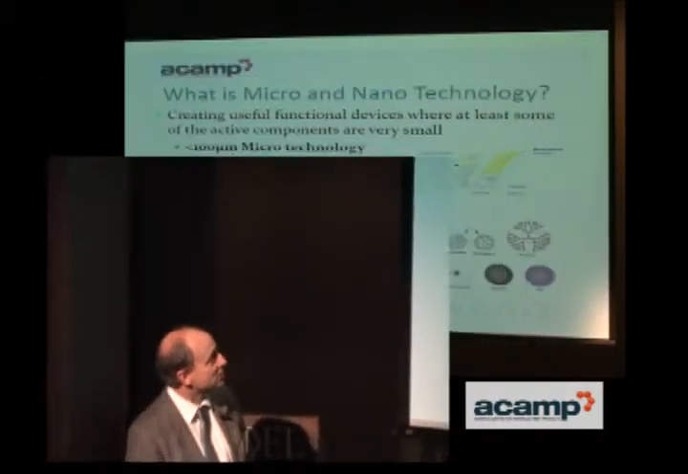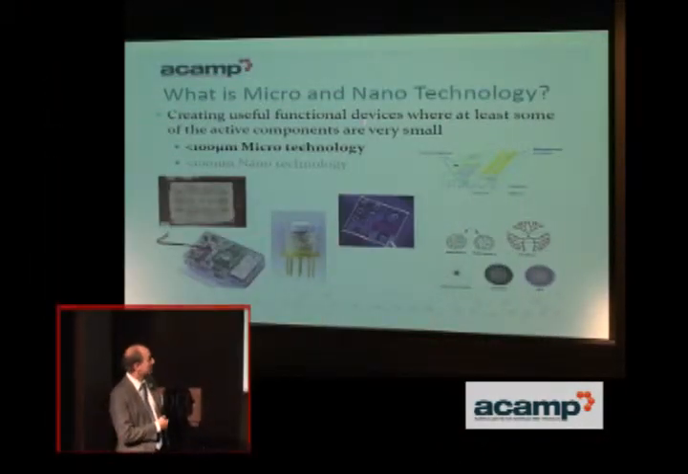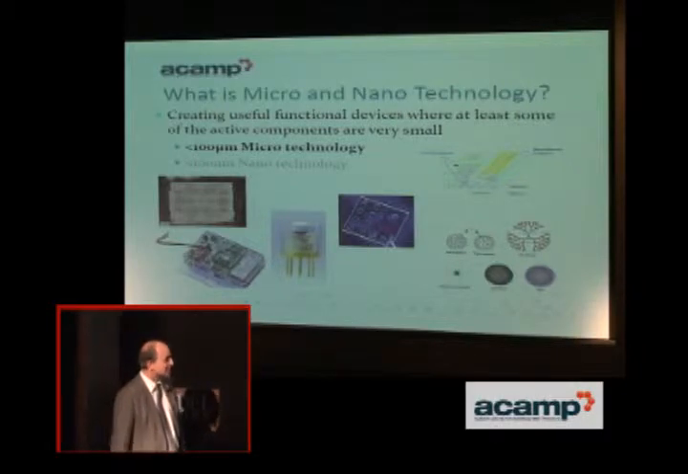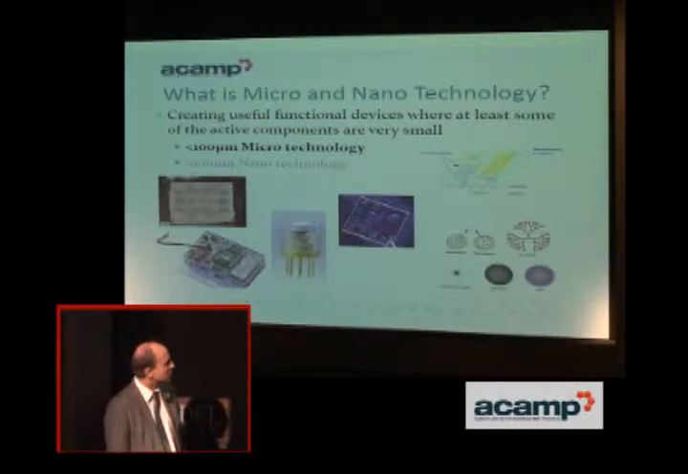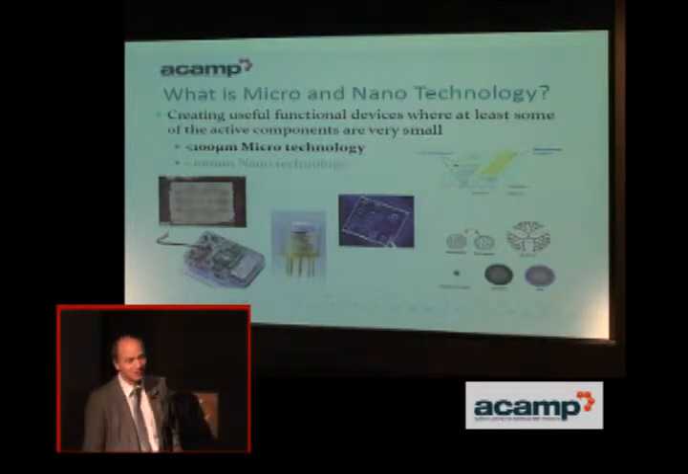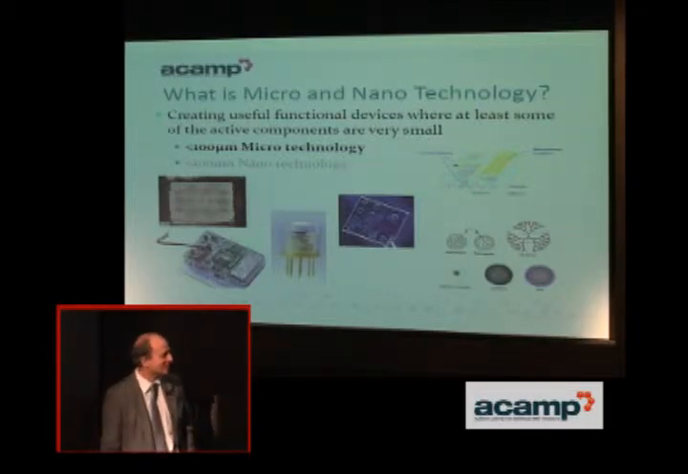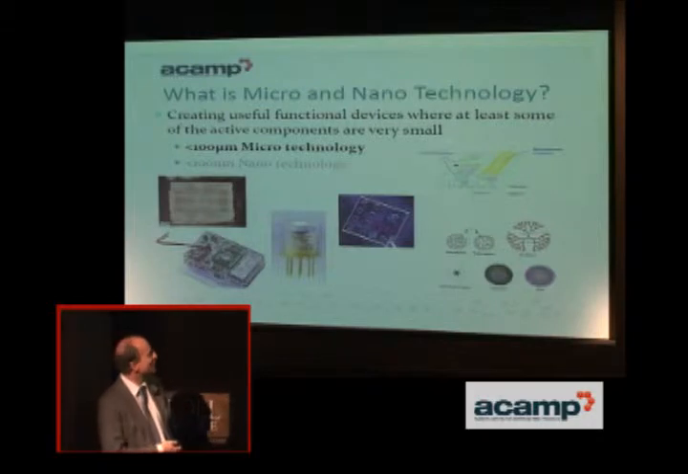So typically for microtechnology, we're talking about active products or devices where the active structures are less than 100 microns in geometry, so they're pretty small. 100 microns is about the diameter of a human hair, so you're already talking about things that are smaller than a human hair, so very difficult for us humans to interface with.